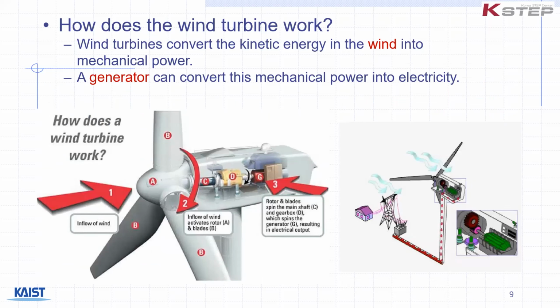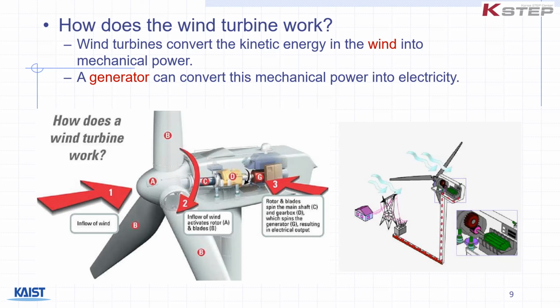Here is how the wind turbine works. The wind turbine is trying to convert the kinetic energy coming from wind into mechanical power, right? And then the mechanical power is converted into electricity. The generator inside the wind power system can convert this mechanical power into electricity.